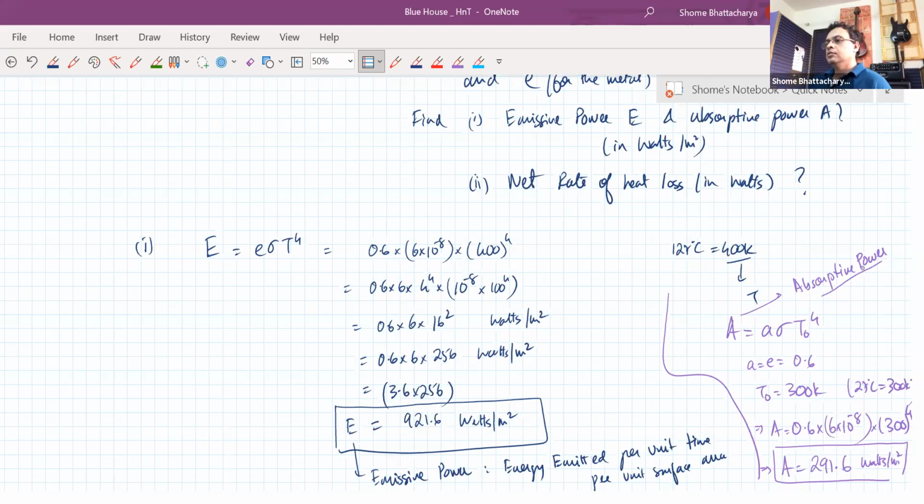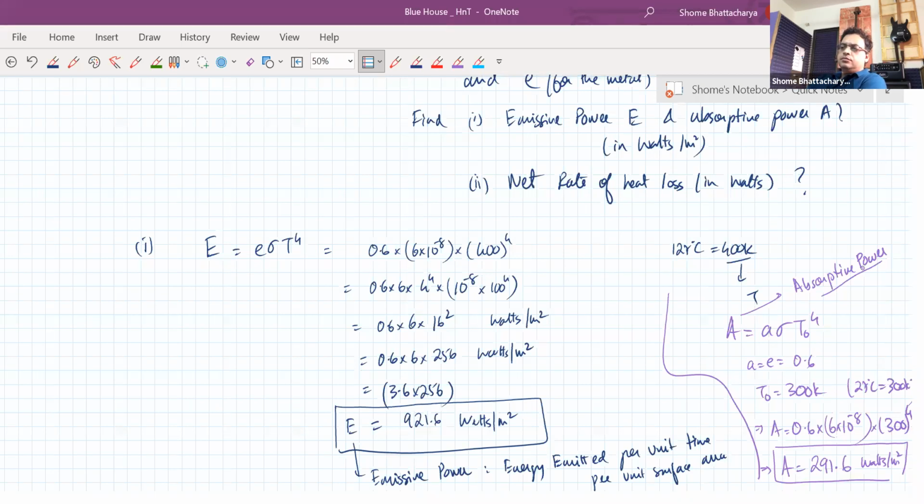So for net rate of heat gain, it's the same formula with the positive sign. Gain will happen when T is less than T naught. If the temperature of the surface is less than the temperature of the surrounding, then absorption will be dominating over emission. So we'll have plus dq by dt net, that will become rate of absorption minus rate of emission. But this is of course a case where T is greater than T naught, so there's a net rate of heat loss.